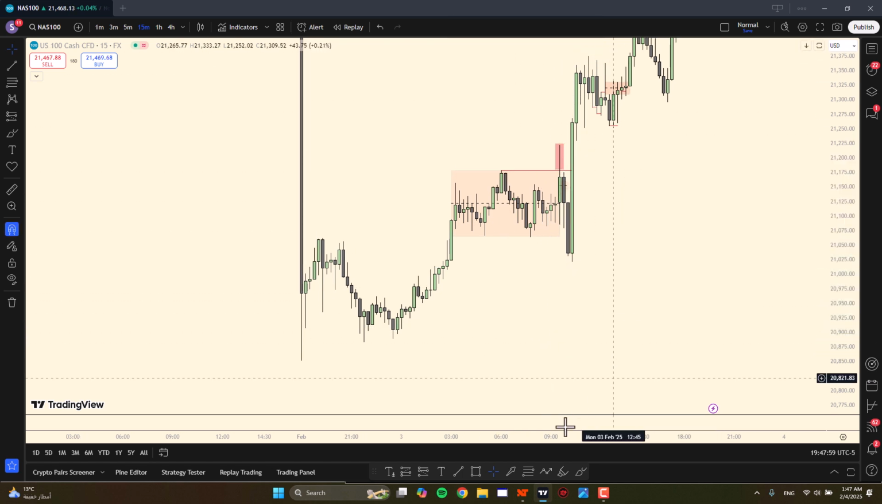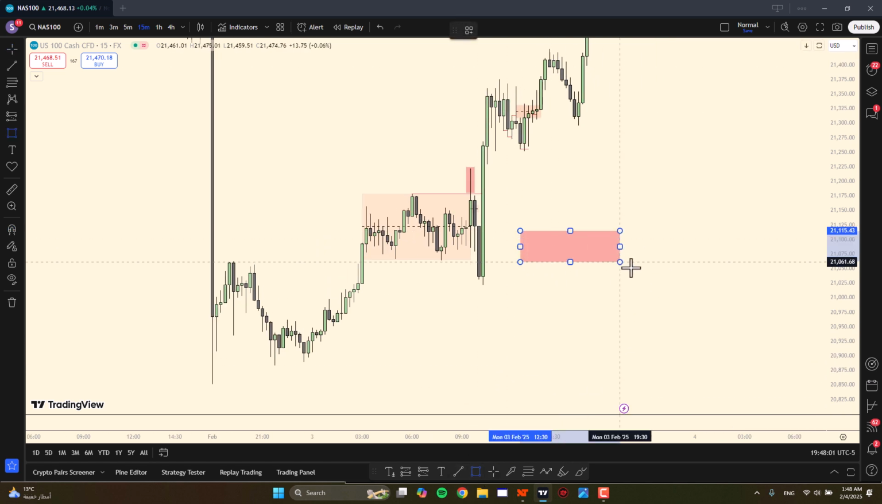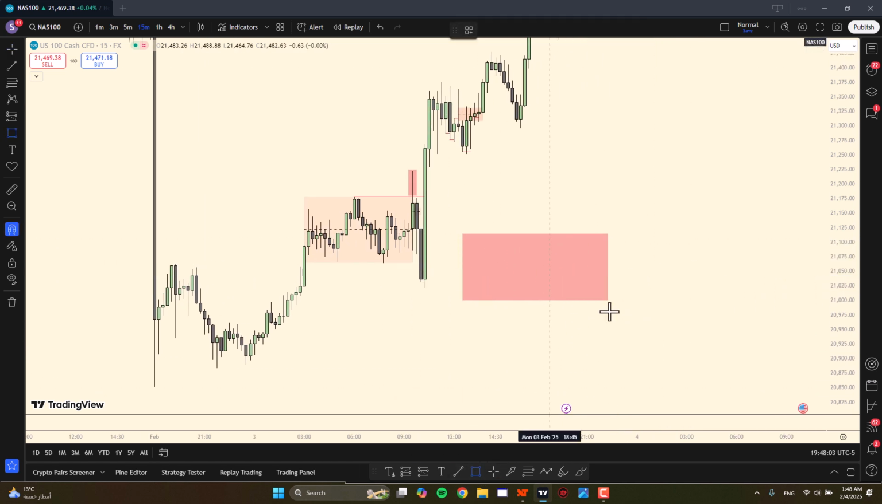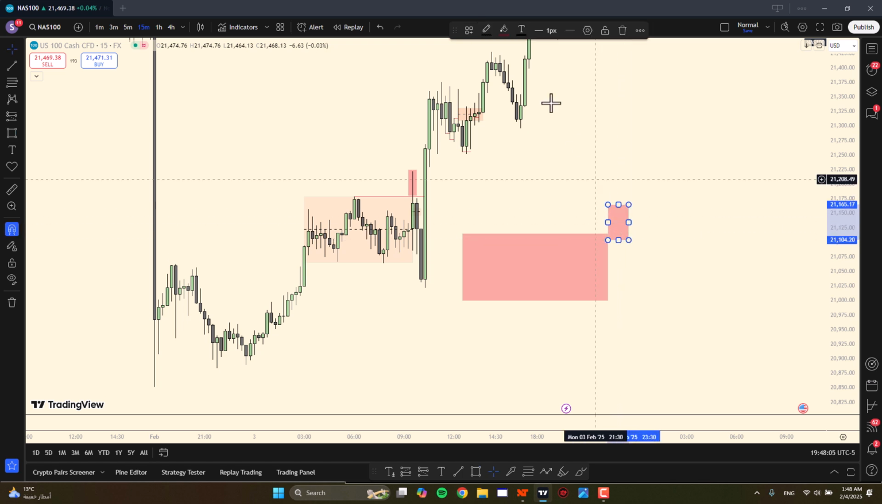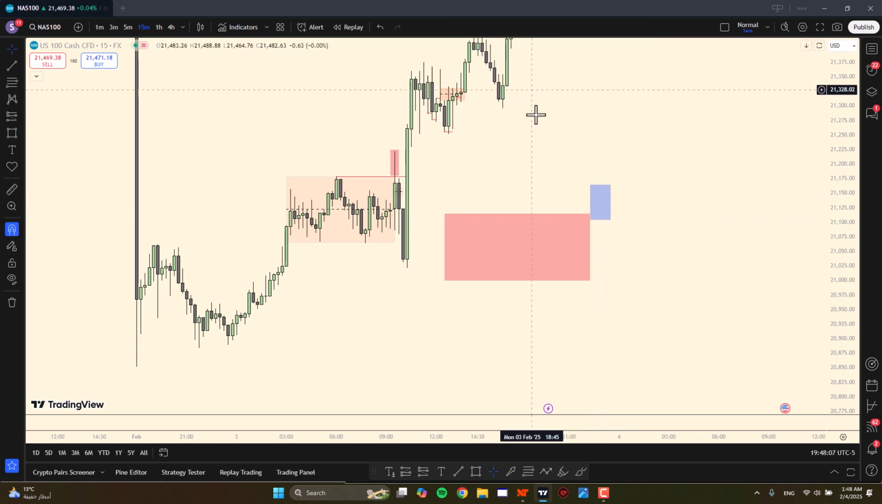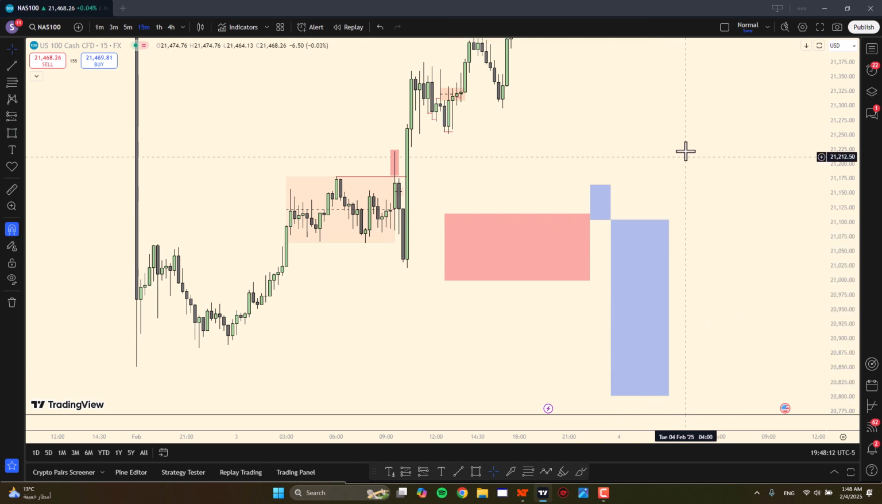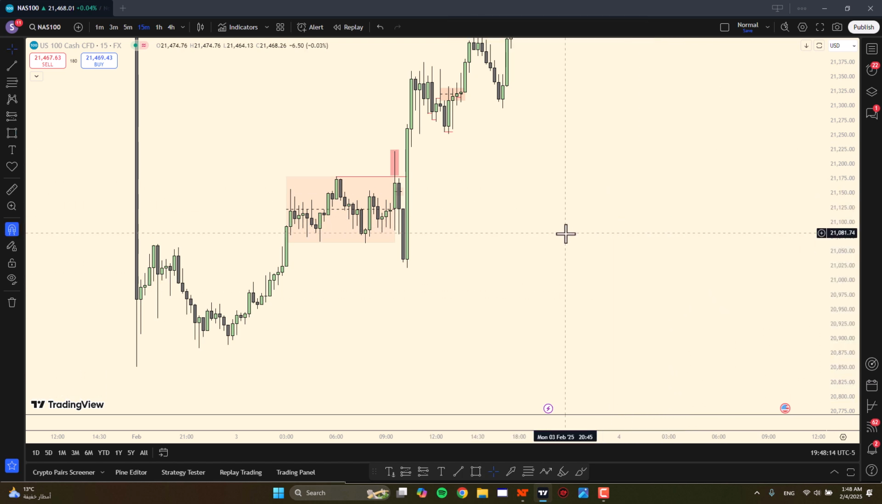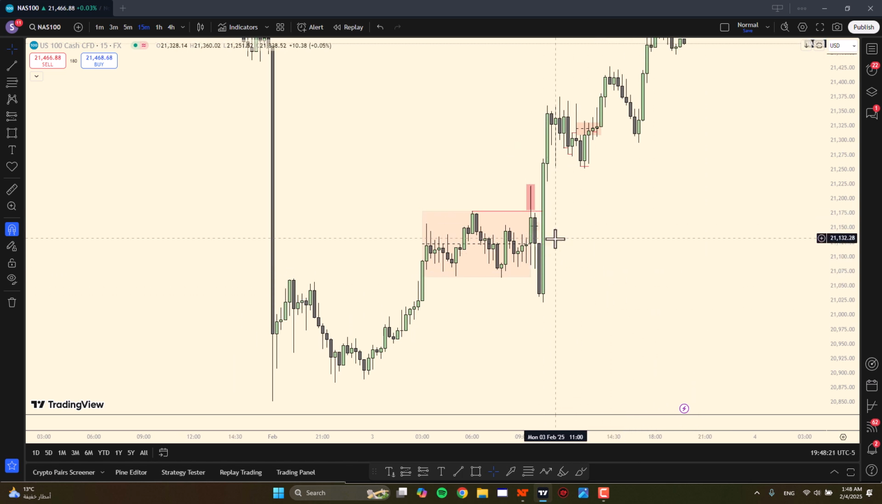So something like this. This is the range. This is the manipulation leg. And then the distribution to the downside. But you can see you would have stopped out right here if we took this play.